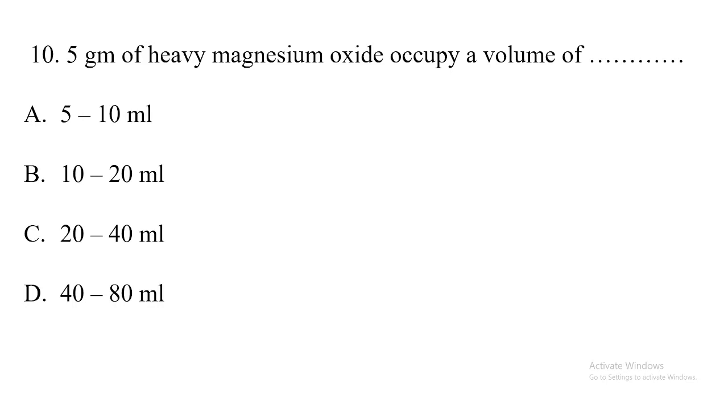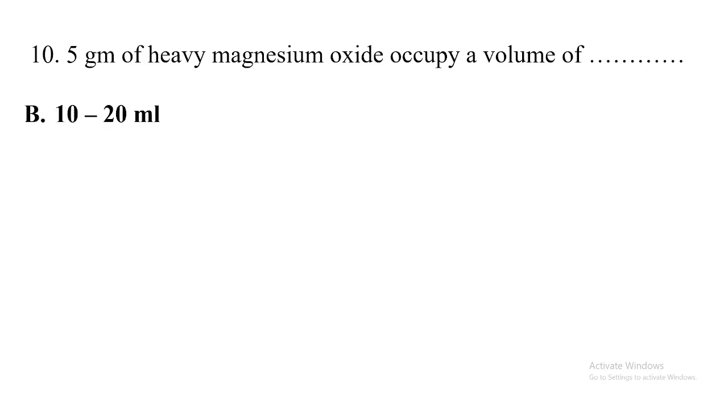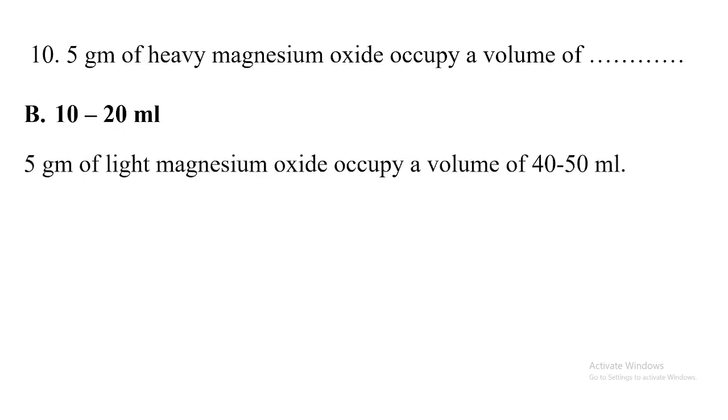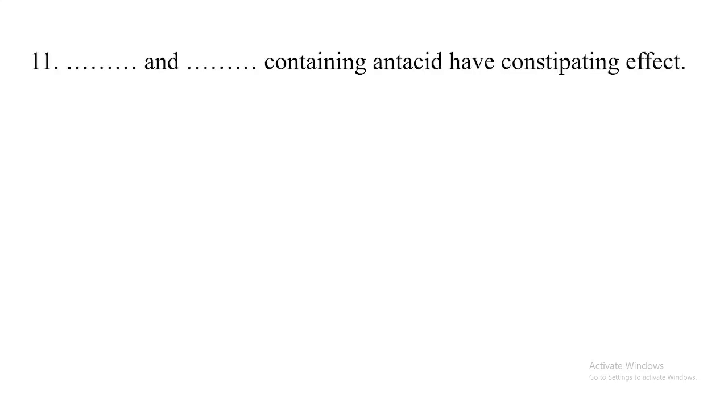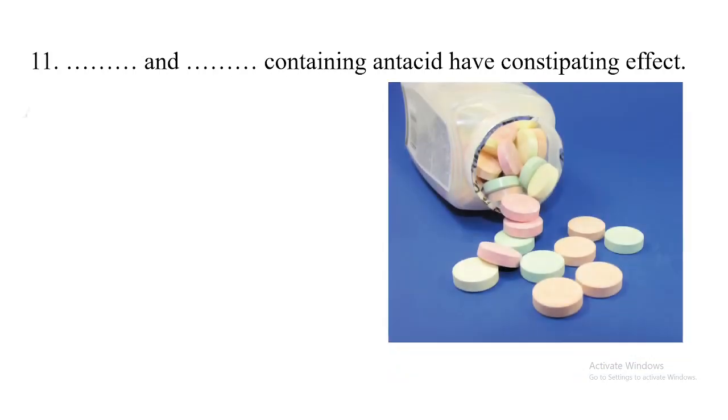Here, 5 gram of heavy magnesium oxide occupies around 10 to 20 ml of volume in a measuring cylinder. And 5 gram of light magnesium oxide occupies a volume of 40 to 50 ml. 11th, dash and dash containing antacid have constipating effect.